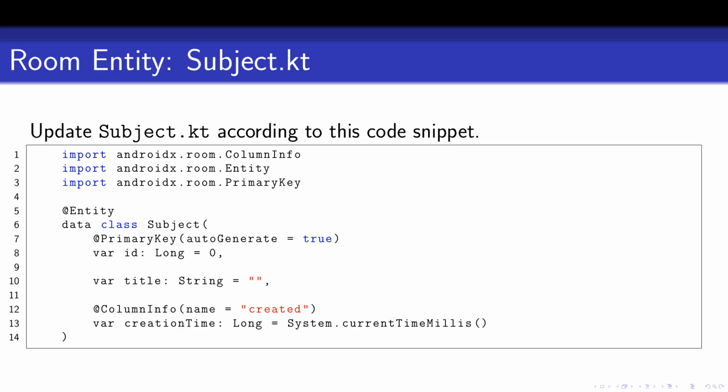Let's look at an example of an entity, Subject.kt. In this class, we define a subject with 3 properties. The ID is the primary key and is set to auto-generate. The title is just a string, and the creation time is captured as a long value, with the column name explicitly defined as created. This structure tells Room exactly how to map this Kotlin class to a database table.